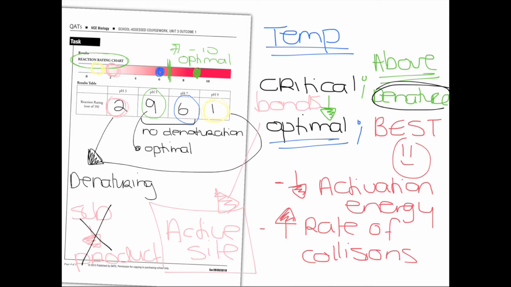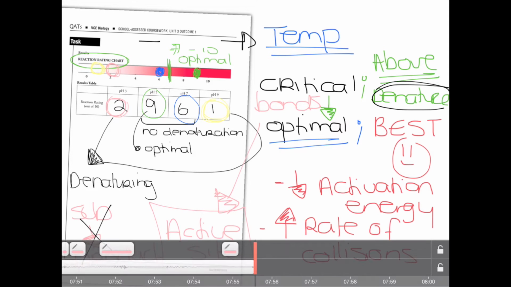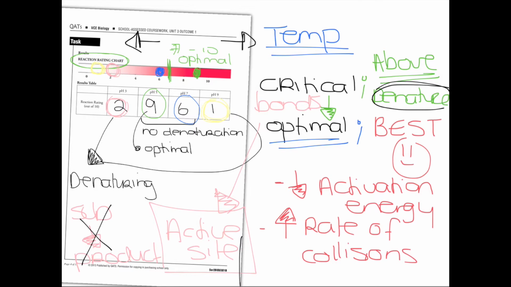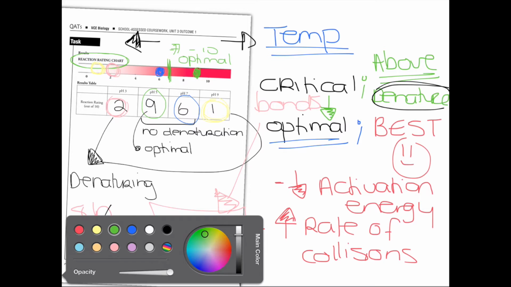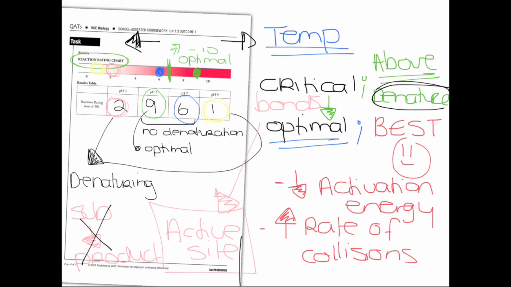All right, so it's a little bit different with pH. You can denature it when you go above or below the optimal. Okay, whereas with temperature, when you go below, the reaction slows down but it doesn't denature. You can heat it back up and it will still work.